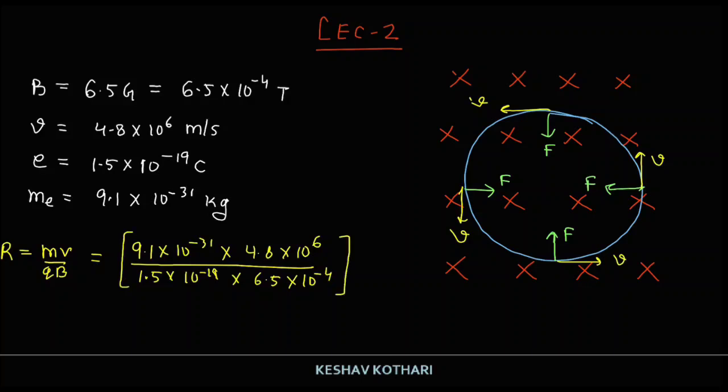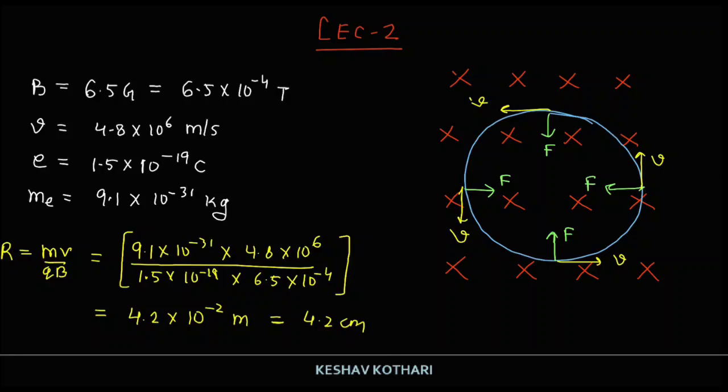So we obtain a value equivalent to 4.2 into 10 to the power of minus 2 meter, which is roughly equal to 4.2 centimeter. So we consider that the electron is moving in a circle of radius 4.2 centimeter. Let us move to the next aspect.